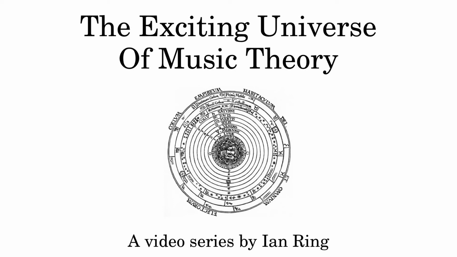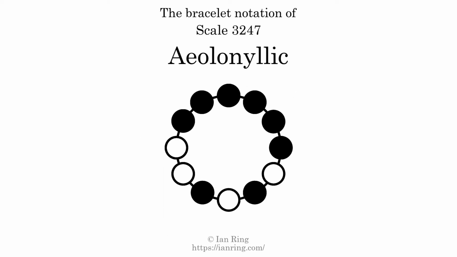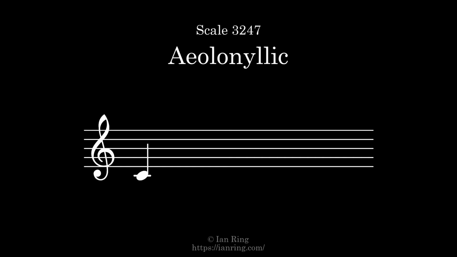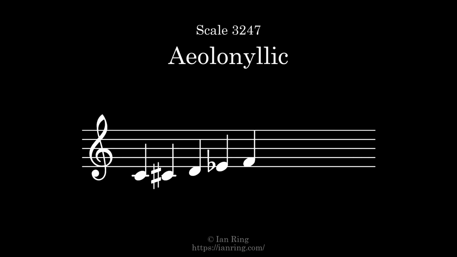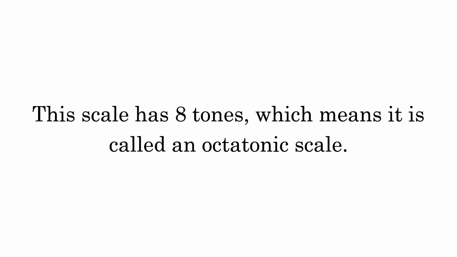Welcome to the exciting universe of music theory. Are you ready to learn? Then let's begin. Today we will talk about Scale 3247, Aeolonyllic, which sounds like this. This scale has 8 tones, which means it is called an octatonic scale.